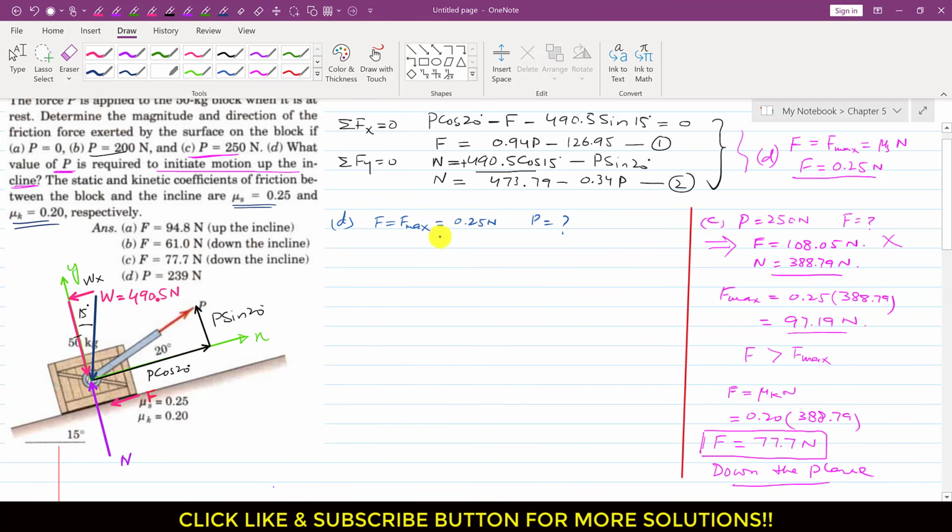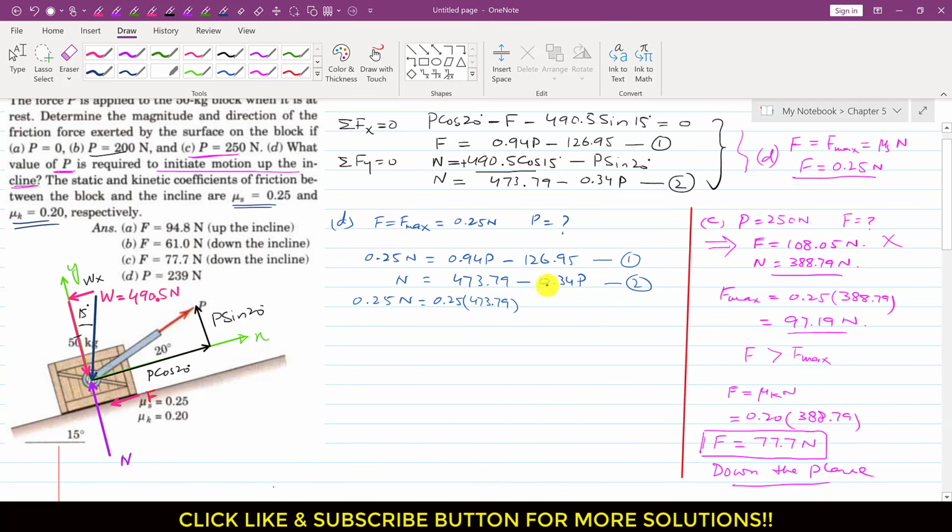So now if I put F equals 0.25 n in this equation 1, we will have 0.25 n equals 0.94 P minus 126.95. So this is our equation 1 for this case D. And similarly, equation 2 is n equals 473.79 minus 0.34p. So now if I multiply this whole equation 2 with 0.25, this will be 0.25n equals 0.25 into 473.79.